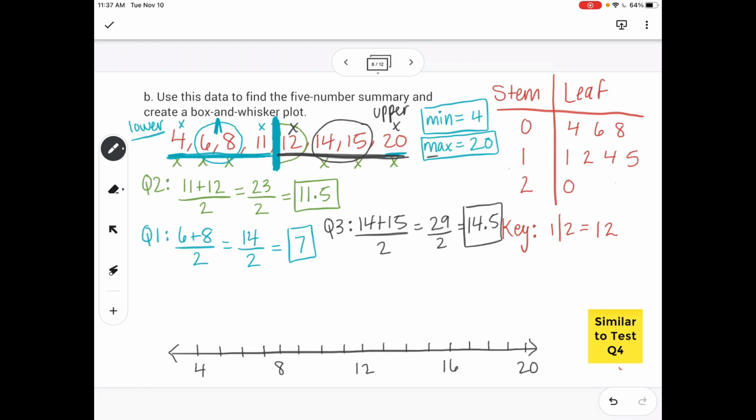All right, so your last step is you're just going to put 1 point above where each of those numbers from your 5-number summary are. So we have a 4. I'm going to put a dot there. Quartile 1 is 7. I'm going to put a dot right where 7 would be. Quartile 2 is 11 and a half, so I'm going to put it right here in between 11 and 12. Quartile 3 is 14 and a half, so it would go about right here. And your final one, the max, is 20, so I'm going to put it right here.